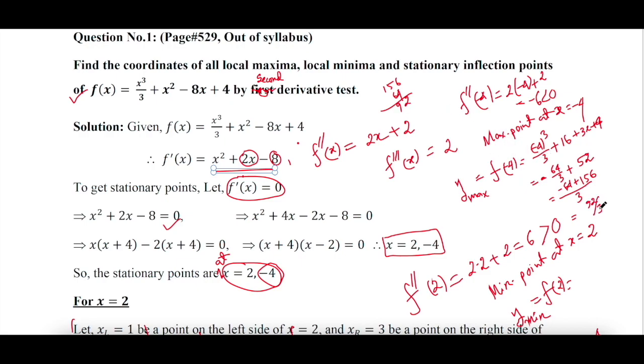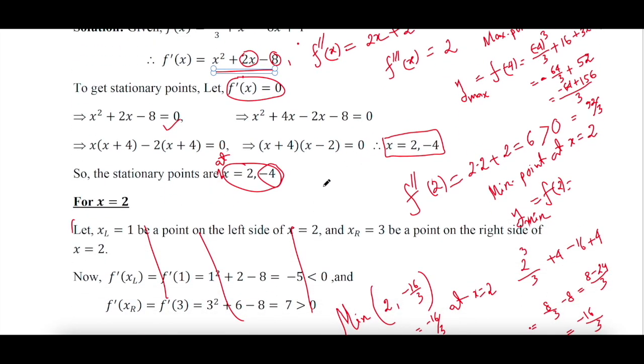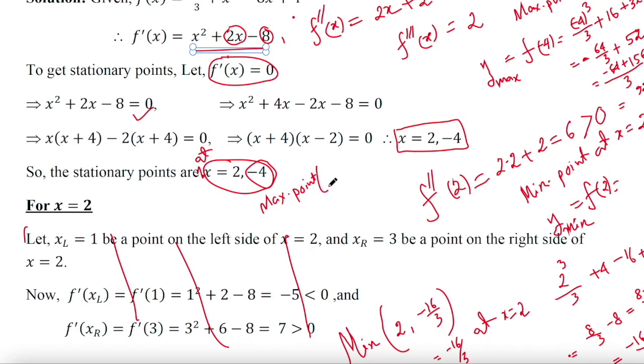So the maximum point has x coordinate negative 4 and y coordinate 92 by 3. In other words, we can say y max, the maximum value of y, is equal to 92 by 3 at x equal to negative 4. There are no other x values, therefore there is no SIP, no stationary inflection point.